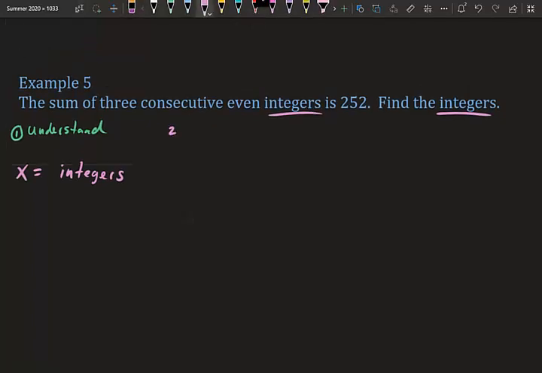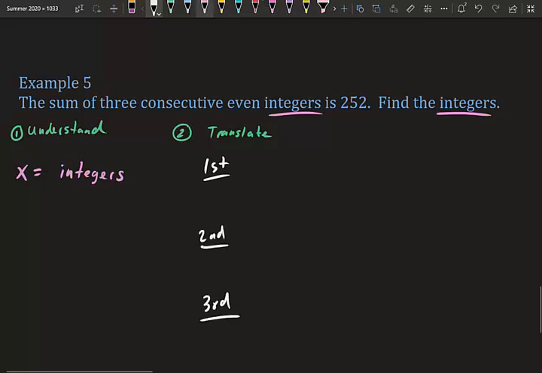Alright, our second step is to translate. So after we empathize with people and kind of start to understand where they come from, we can translate to make ourselves better, right? See? I'm going to teach you way more than just math. All right, translate. So it says the sum of 3 consecutive even integers is 252. Okay, so the first integer, we haven't done anything, it's just going to be x. So we have 3 integers. We have the first one, we have the second one, and we have the third one.